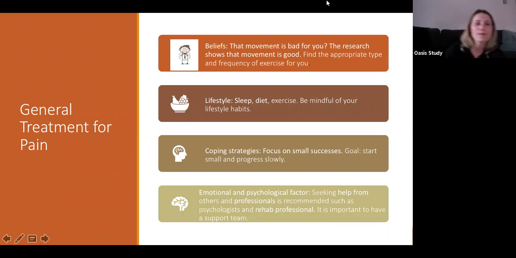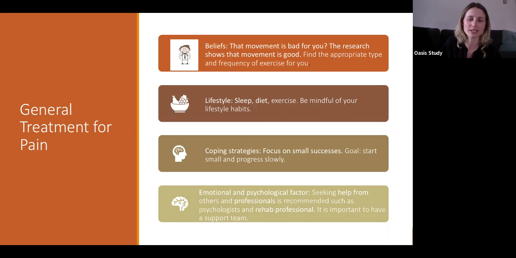And then there are four general treatments for pain. For me, what stands out is your beliefs, lifestyle, coping strategies, and emotional and psychological factors. Many people, when they are in pain, believe that movement is bad for them, and they think that they should just rest. However, research has shown that movement is good. It's important to find the most appropriate type of movement and frequency. So not doing too much and slowly progressing.